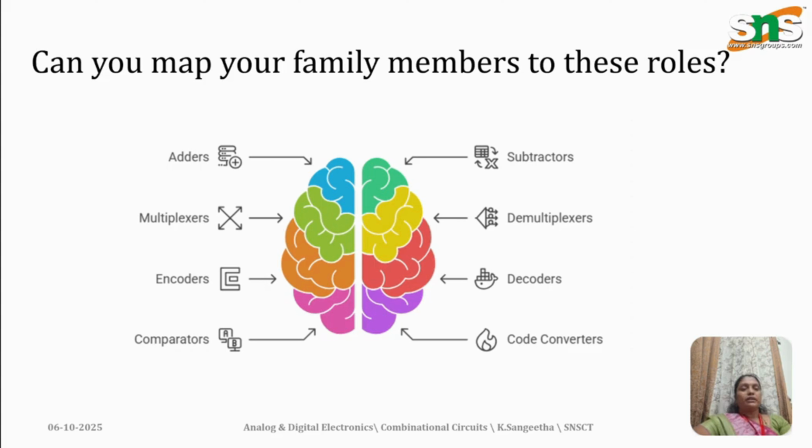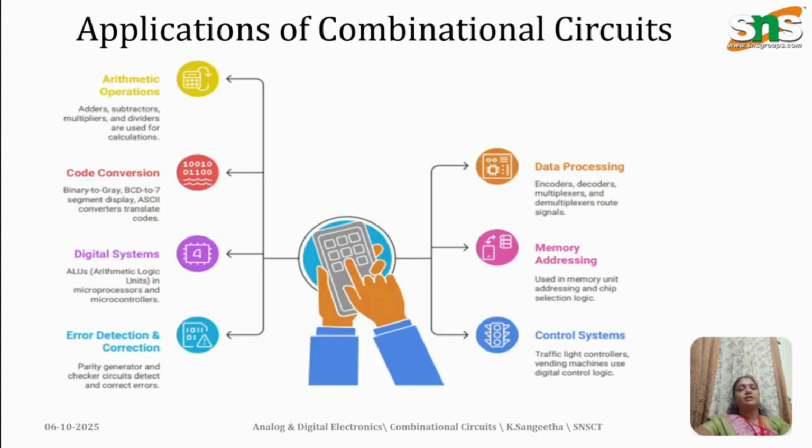So examples of combinational circuits are adders, subtractors, multiplexers, demultiplexers, encoders, decoders, comparators and code converters. So these are the examples of combinational circuits. The next one is the applications of combinational circuits.